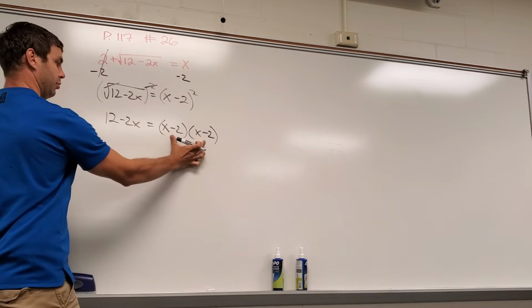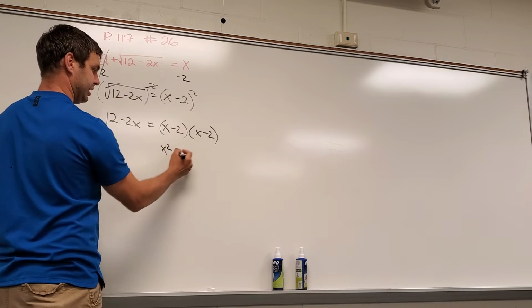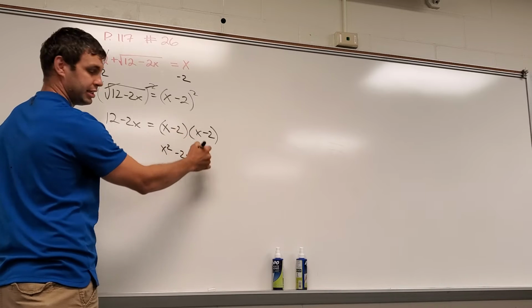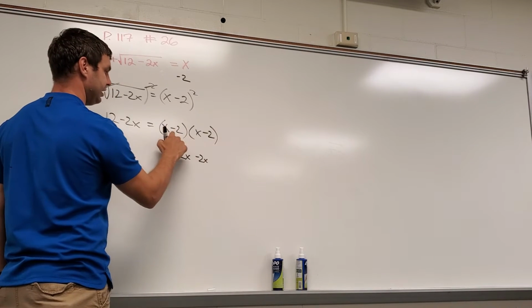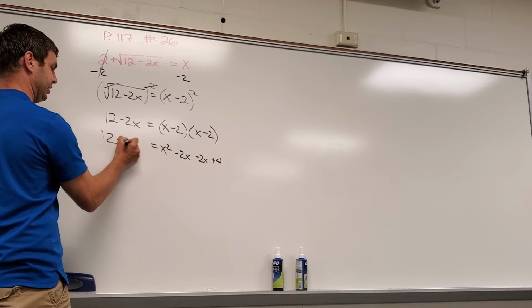All right, we need to then multiply this. So x times x is x squared. x times negative 2, negative 2x. Negative 2 times x, negative 2x again. Negative 2 times negative 2 is a positive 4. Bring down the other side, 12 minus 2x.